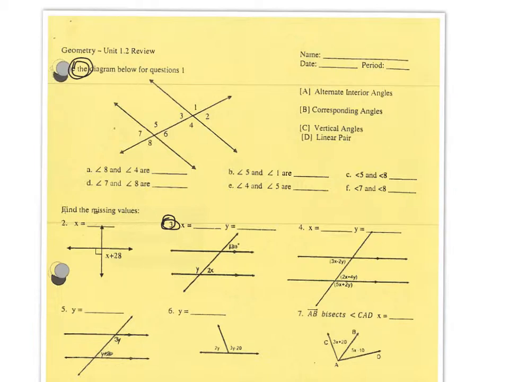So we'll start with 8 and 4. Well, 8 and 4 are in the same position. They're both in the bottom left, and the definition that means same position is B, corresponding angles. 7 and 8, notice how they're part of the same group, and they're next to each other, so that's got to be a linear pair. 1 and 5, they're part of two different groups, and notice how they're in the same position, top left, top left. Remember, same position means corresponding.